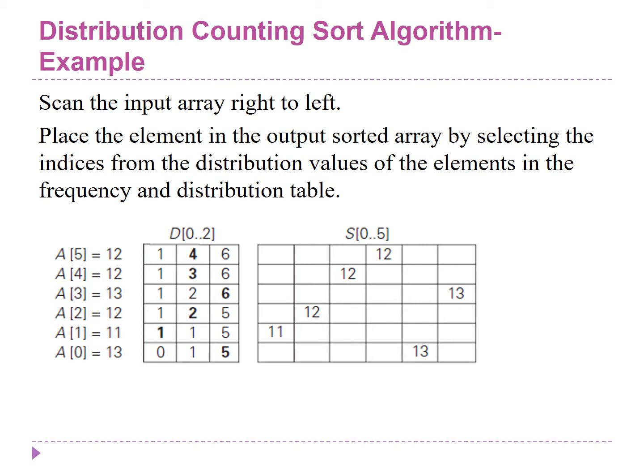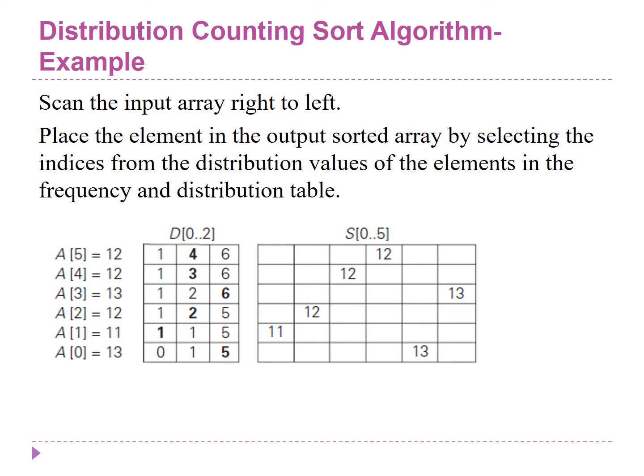Now the next element is read, which is also 12. Now its distribution value in the distribution table is 3. Hence 12 is placed at index 3 and the distribution value is reduced by 1. Now the distribution value for 12 is 2. Now the next element read is 13, whose distribution value is 6. Hence 13 is placed at index 6 of the output array and its distribution value is reduced by 1.